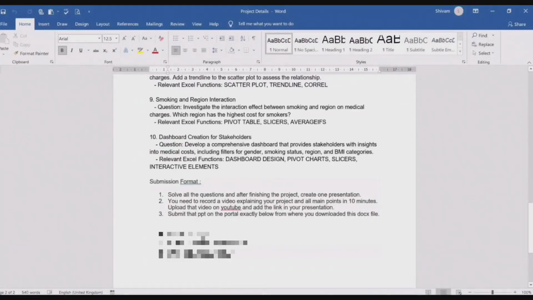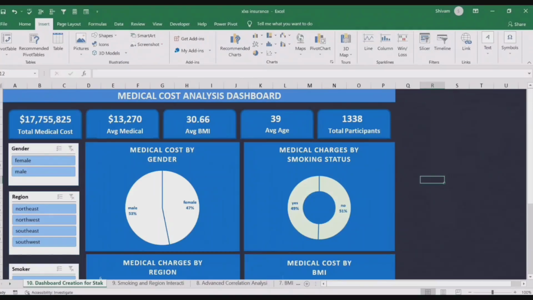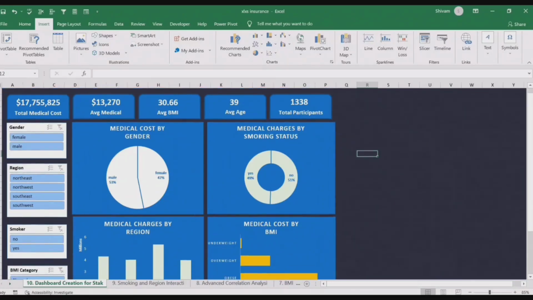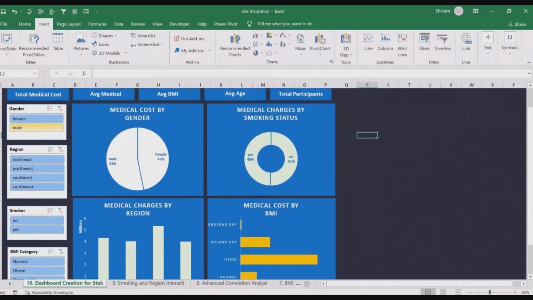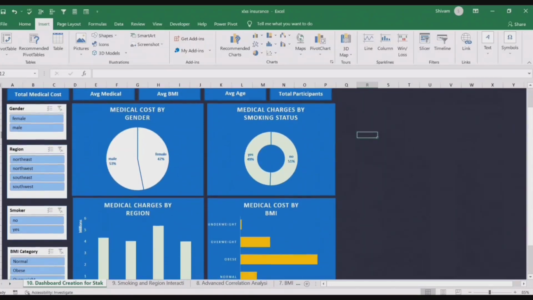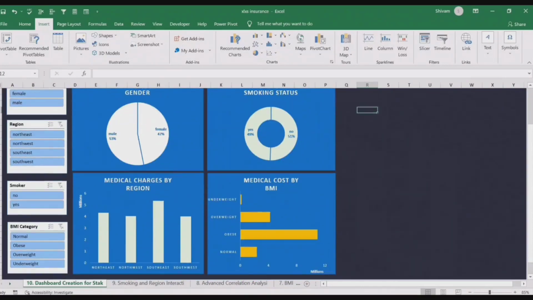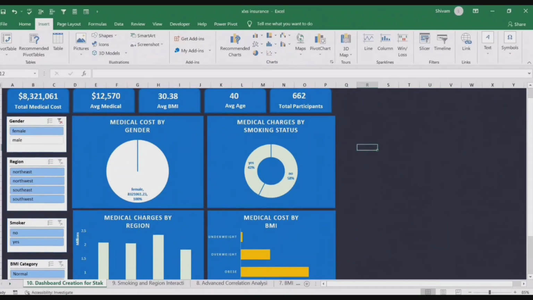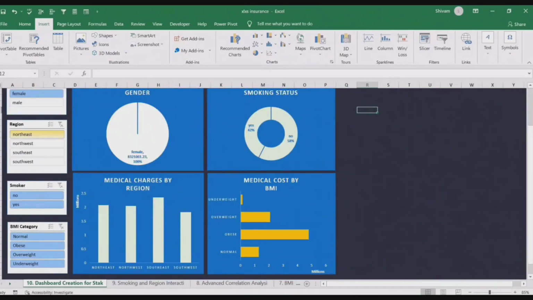Now the next question is dashboard creation for stakeholders. This is a dashboard. Here we can see total medical cost, average medical cost, average BMI, average age, and total participants, and we have slicers on the gender basis, region basis, smoking status versus BMI category, and different charts, a pie chart and a bar chart. If we want to know the medical cost for the female category, then this is it. We can use any type of filter in this dashboard.